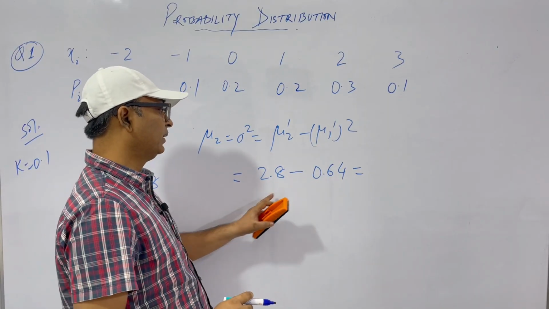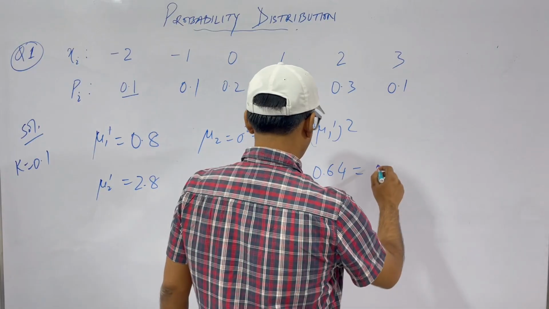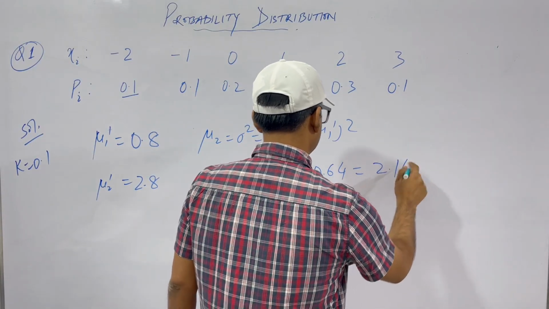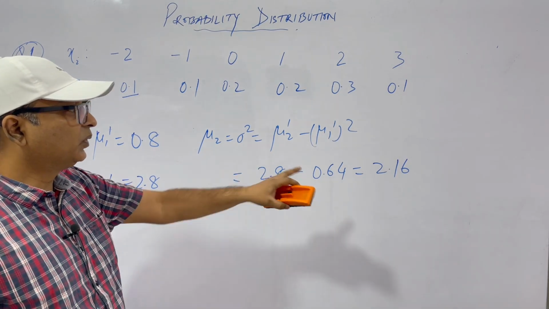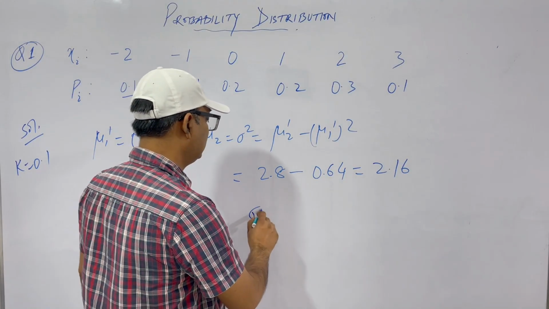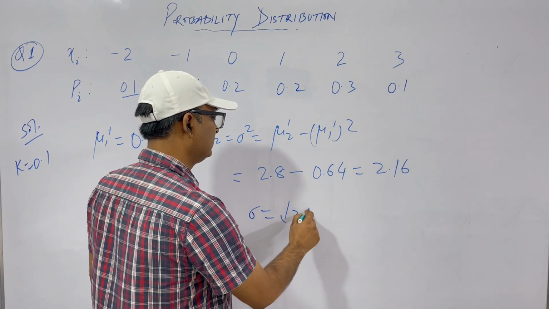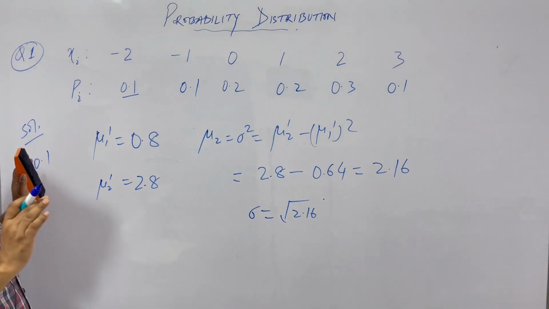Clear? So this is now 2.8 minus 0.64. So it is 2.16. See, 16 and 8. So the variance is 2.16. Clear? And if you have to find the standard deviation, you can take this. Clear? So this is how we solve the question.